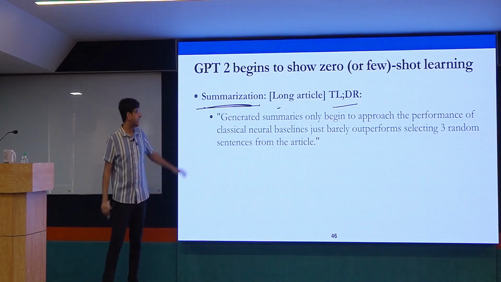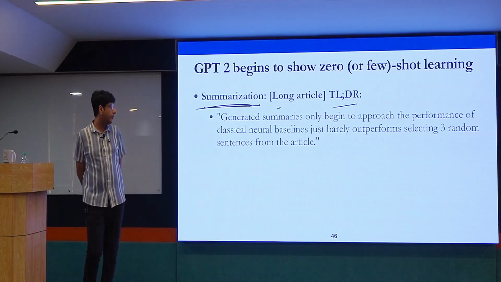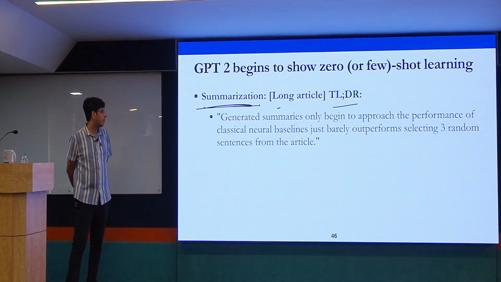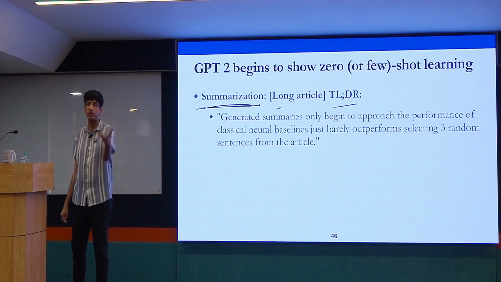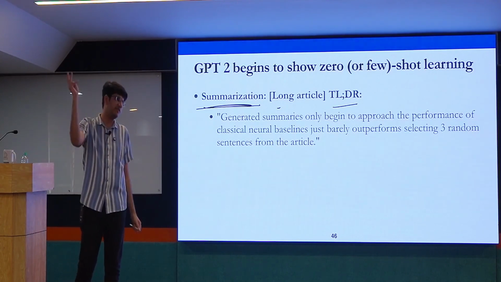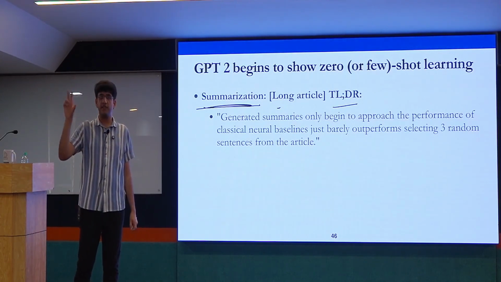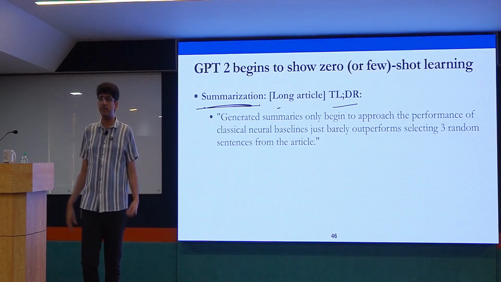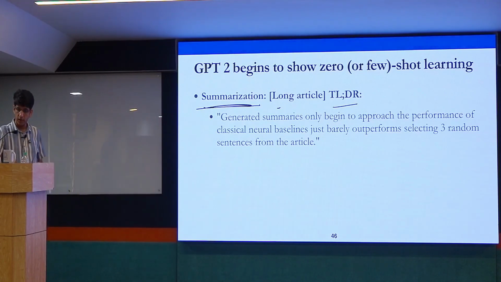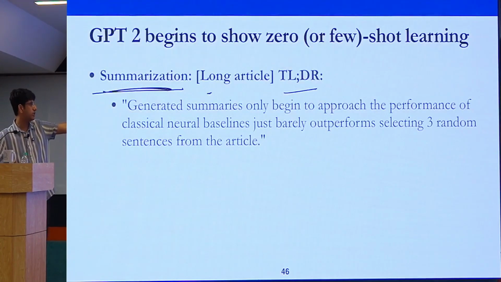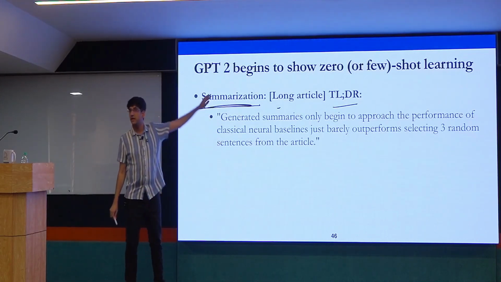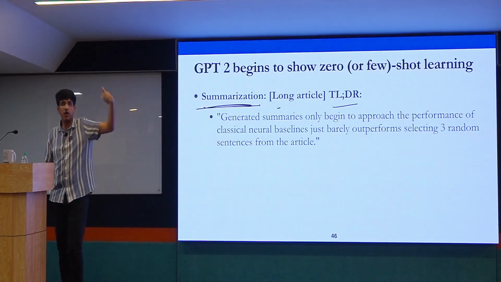They say that generated summaries only begin to approach the performance of classical neural baselines, just barely outperforming 3 random sentences from the article. One good summarization baseline is just taking the first 3 sentences. Typically people will say the most important things in the start, and that's a good baseline. So this model was beginning to get better than those and approach the performance of classical models which were designed and trained for summarization. This is not trained for summarization, this is trained for language modeling.